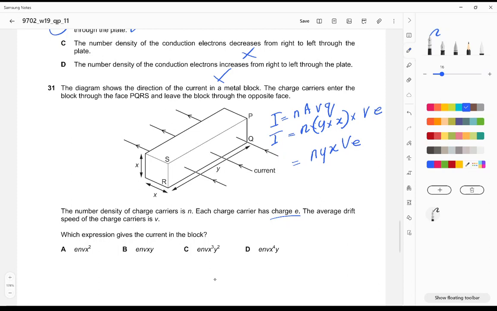NYXVE. Let's see. NYXVE. So B should be the right answer. Let's just arrange this way. I'm just going to underline the words EN. Y is present, and ENY, and VX is also present. VX is present, definitely, yes. So B should be the right answer.